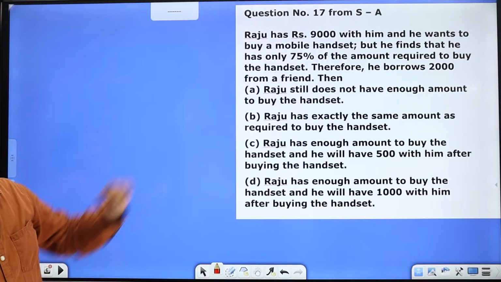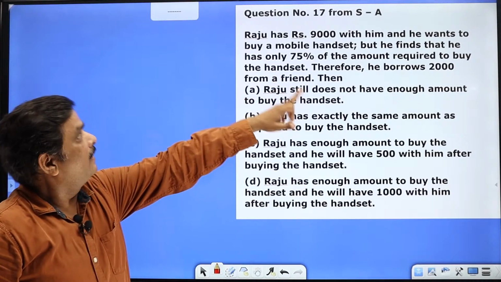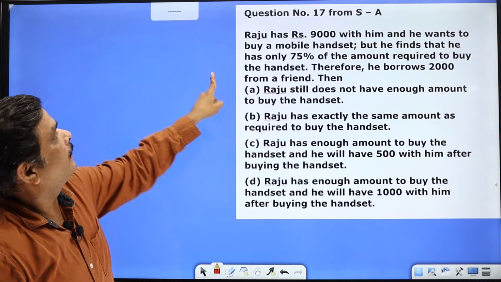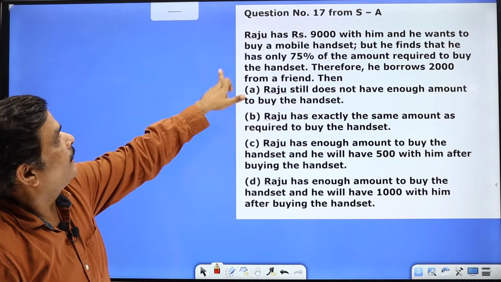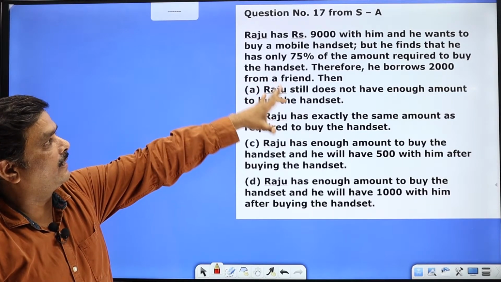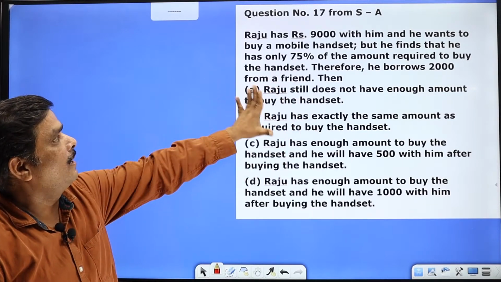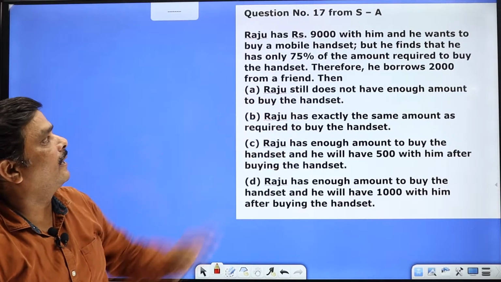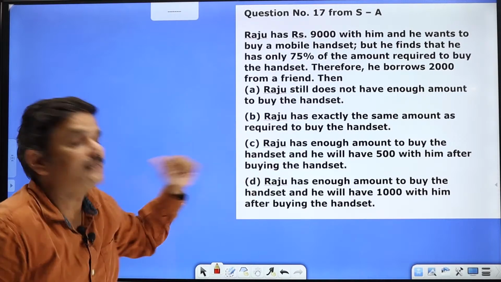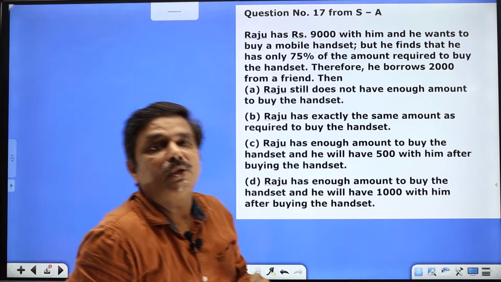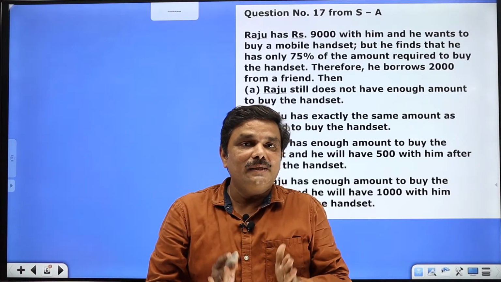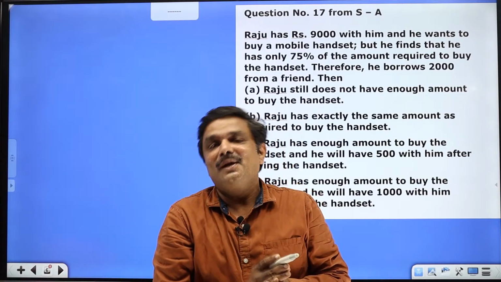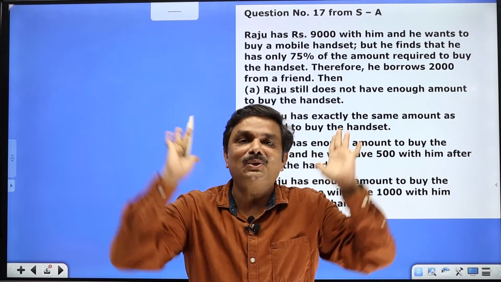Raju has 9,000 with him and he wants to buy a mobile handset, but he finds that he has only 75% of the amount required to buy the handset. Therefore he borrows 2,000 from a friend. Then they have given some cases here. Which of the following is true? The same technique, students: convert this verbal data to mathematical language. In a maximum of 10 seconds, you will get the answer.